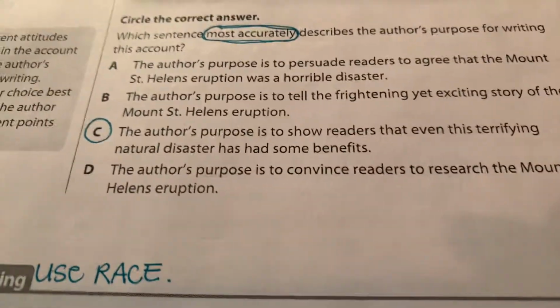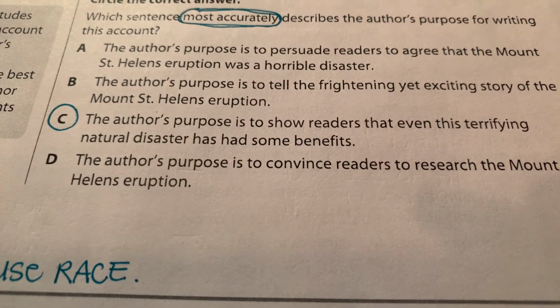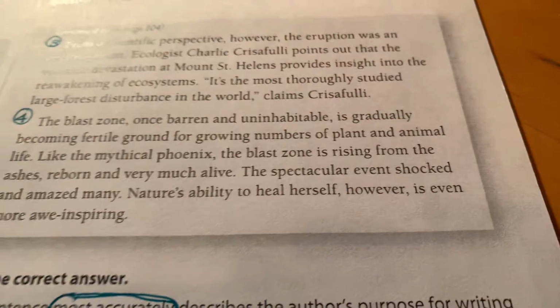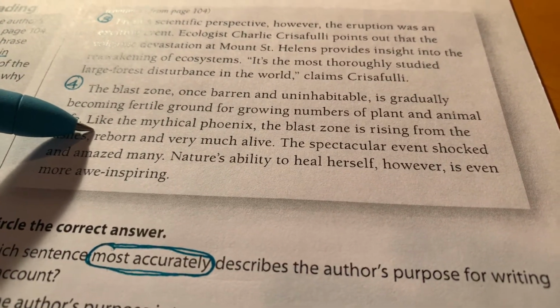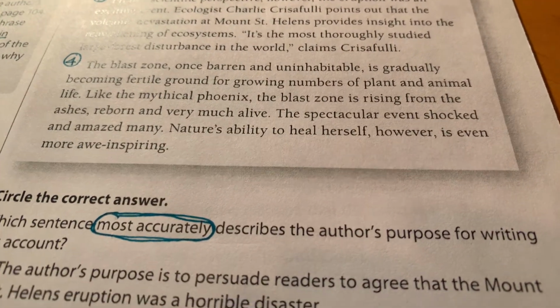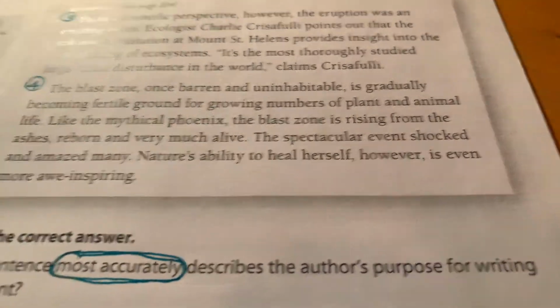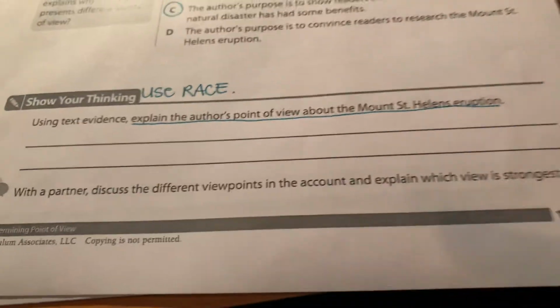So I chose answer C for the author's purpose is to show readers that even in this terrifying natural disaster, it has some benefits. So remember, the benefits that we had up here are that, it says, like a phoenix, the mythical phoenix, the blessed one is rising from the ashes, reborn, and very much alive. So now it's becoming habitable again. It went from being barren and uninhabitable to being very much alive, and things are growing and animal life is returning. So at the bottom part, we now have to show our thinking.